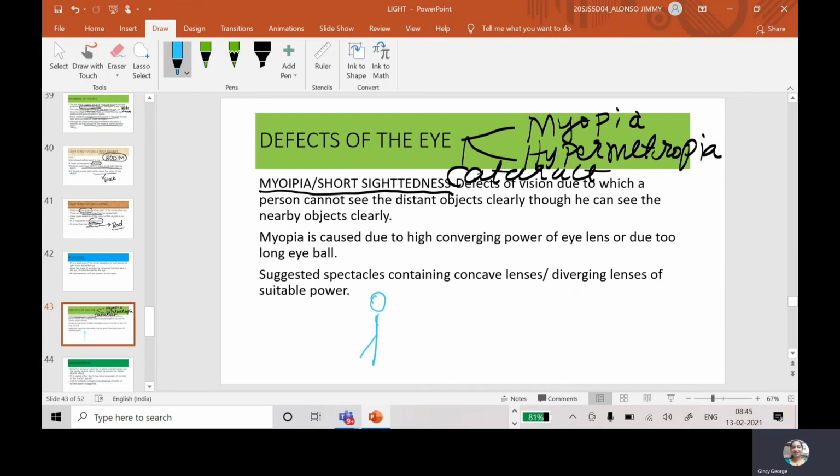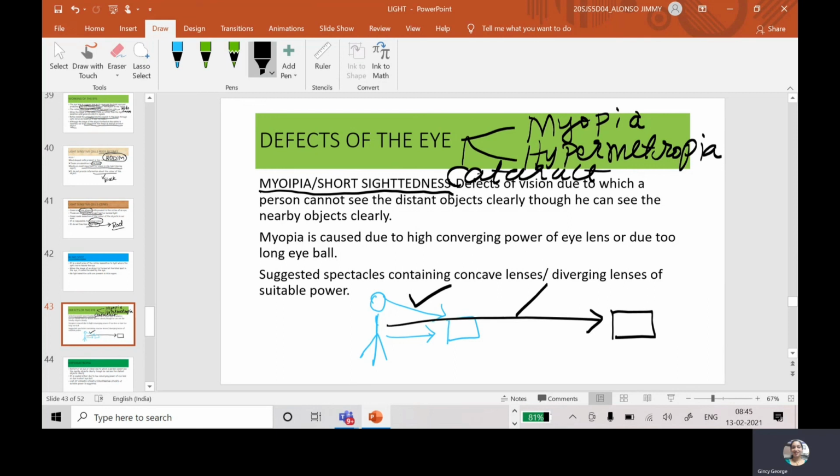If this is a person and this is the object, he is able to see the object. There is no problem for the vision. Now I'm keeping an object very far. This is not possible. Okay, understood? So myopia means short sight is possible, long sight is not possible.